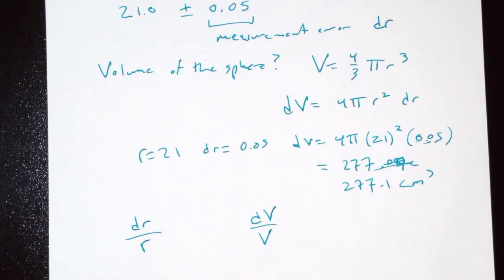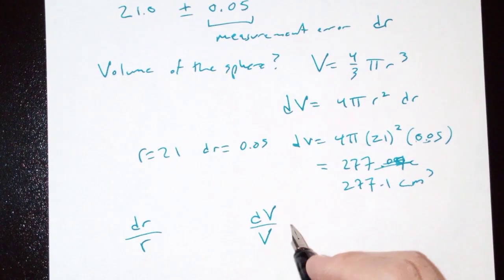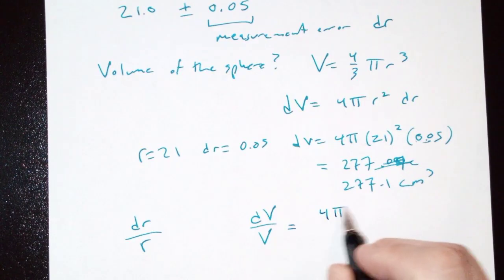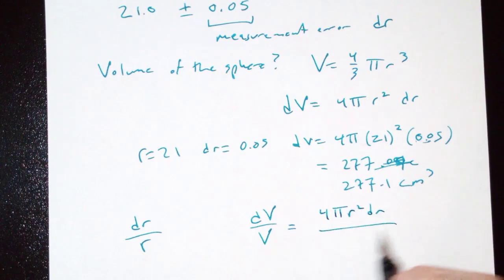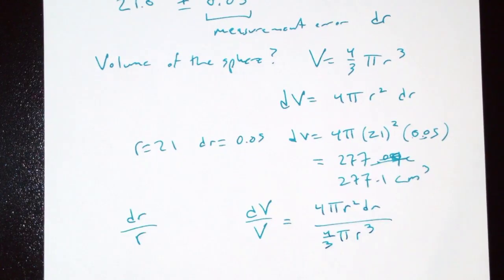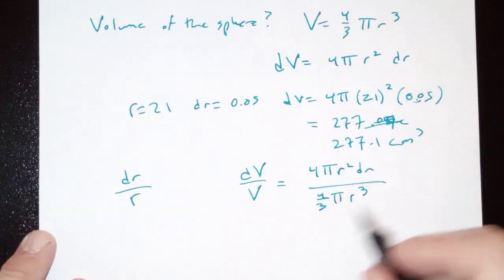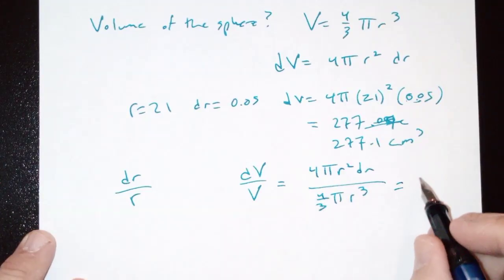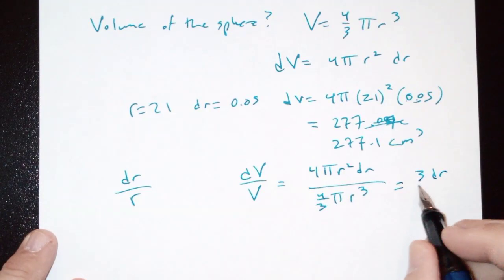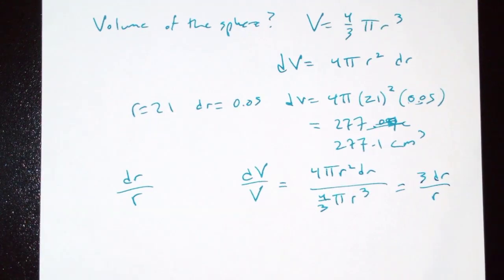Relative to the thing it is the differential of. I can even compute this with the formulas before plugging in numbers. dV over V is 4 pi r squared dr over 4/3 pi r cubed. Cancel the pi's, cancel the 4's, flip this fraction up, and I get 3 dr over r.